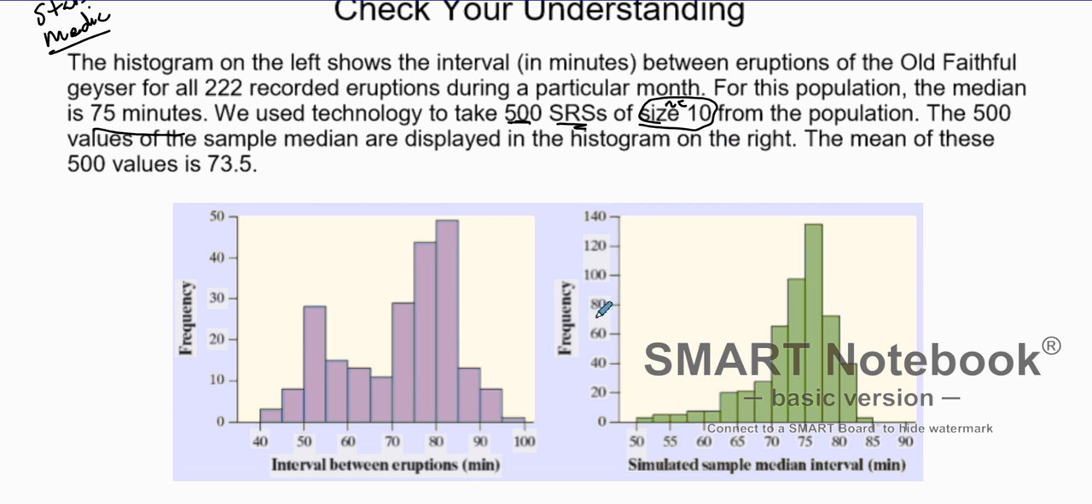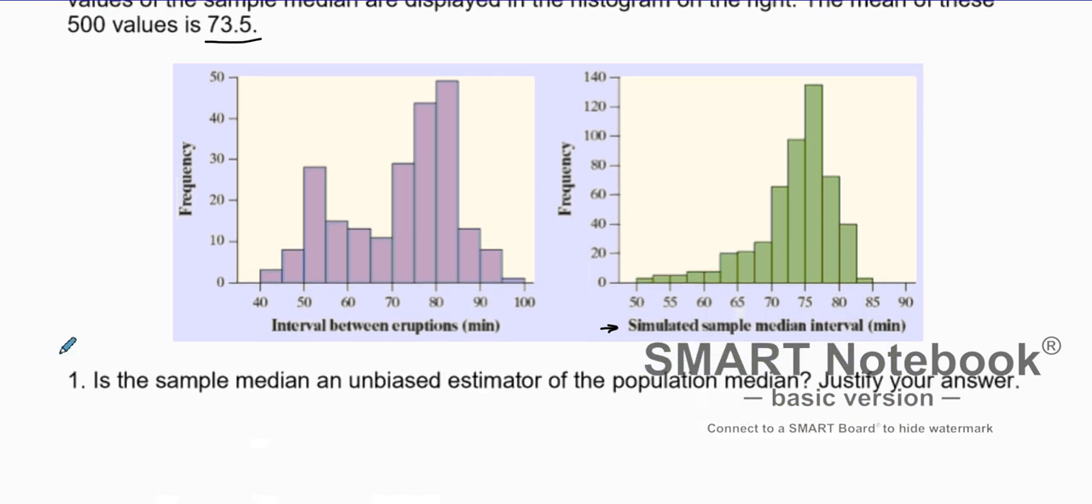So this is the one just to the right, right there. When we have this, the mean of these 500 values is 73.5. And so the question is, is the sample median an unbiased estimator of the population median? Well, the answer is no.